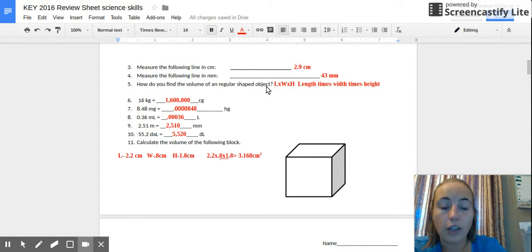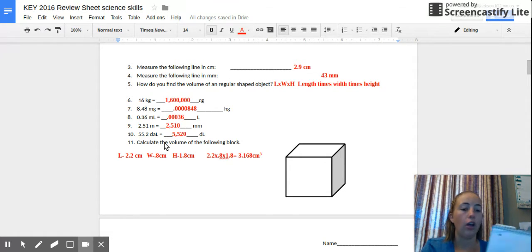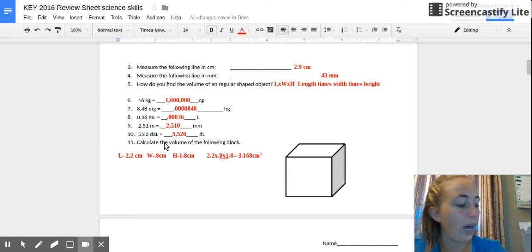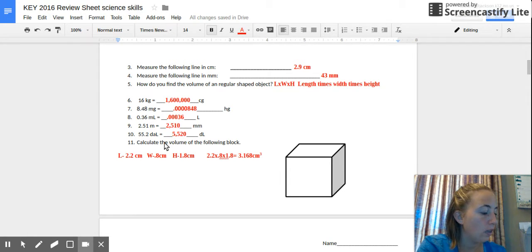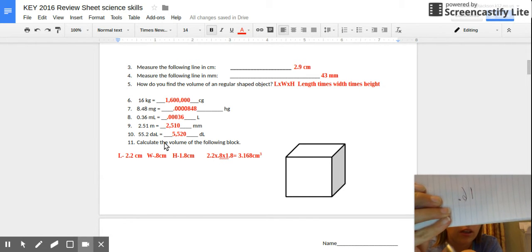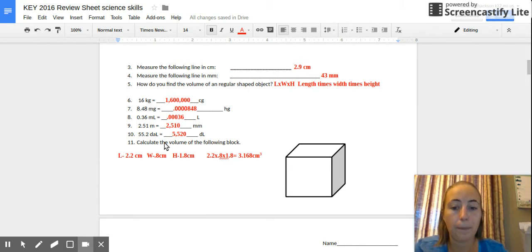How do you measure a regular shaped object? Length times width times height. 6 through 10. Use your King Henry died drinking chocolate milk words. Move that decimal place. Remember, if we do not have a decimal place, like in the first one when it's 16, the decimal place is right behind those numbers. Then move left or right from there.